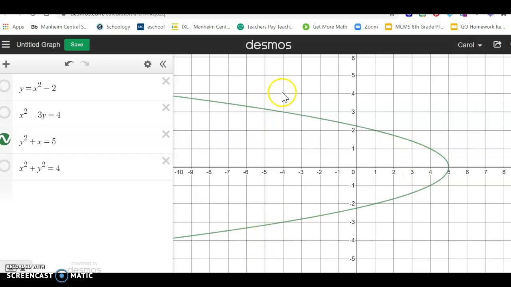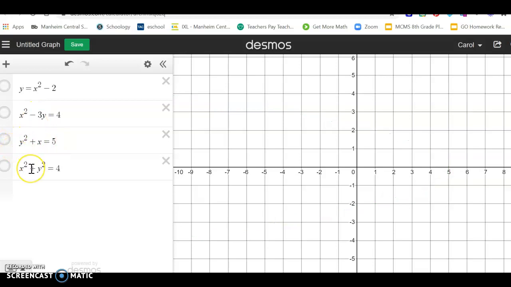Now I draw my vertical line. Is it going to cross in more than one place? If you said yes, then you're right. So is this a function? The answer is no, because my vertical line is crossing in more than one place. So notice the difference now. Now I had a y squared instead of the x squared like the first two, and then this one failed. It's not a function.